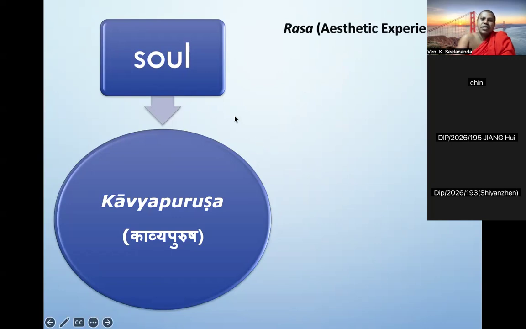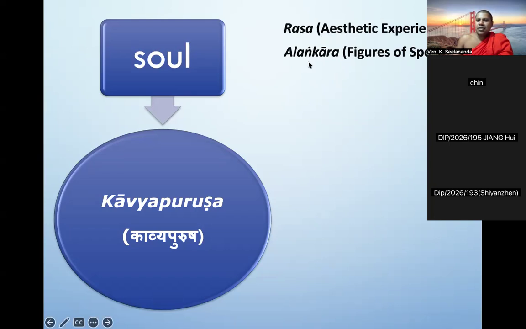The poeticians also think the soul can be divided into 8 parts, 8 portions. Rasa means aesthetic experience. Some poeticians or rhetoricians consider rasa, or aesthetic experience, as the soul of poetry. They make a theory of aesthetic experience, or rasa.